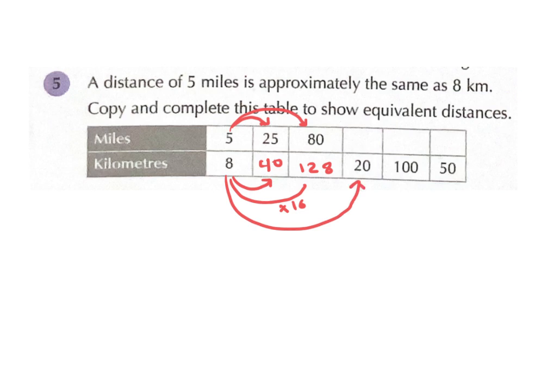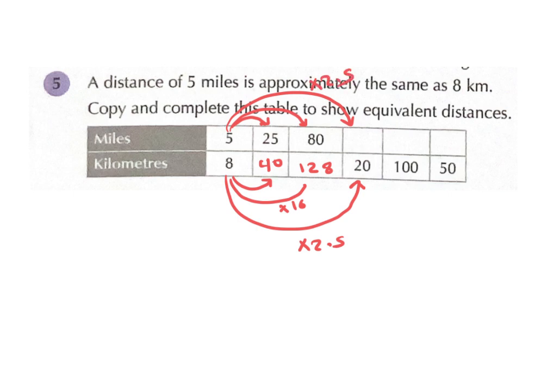You can divide 20. Wait. 8 times what equals 20? Just divide 20 by 8 to find this number. 20 divided by 8 equals 2.5. So 8 times 2.5. So we have to multiply 5 as well by 2.5.